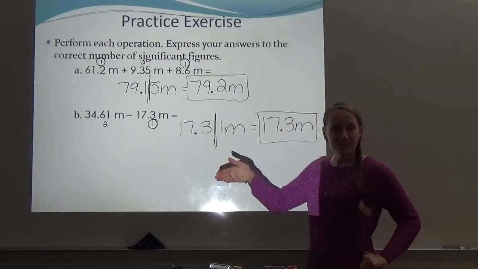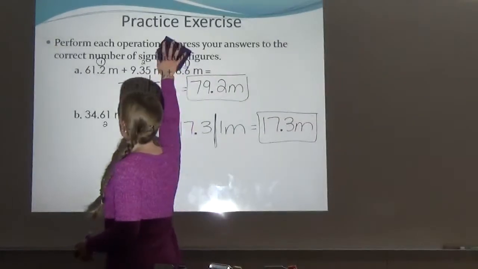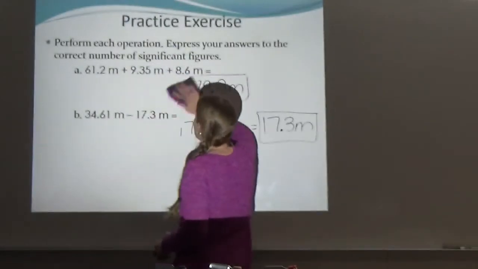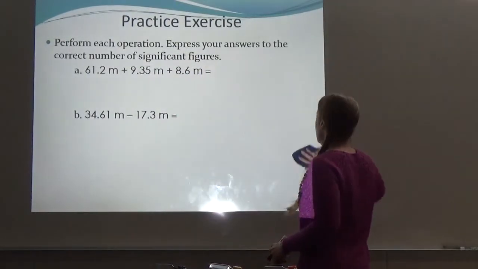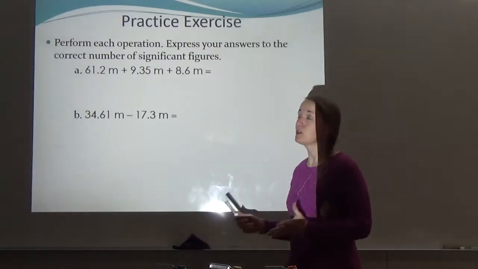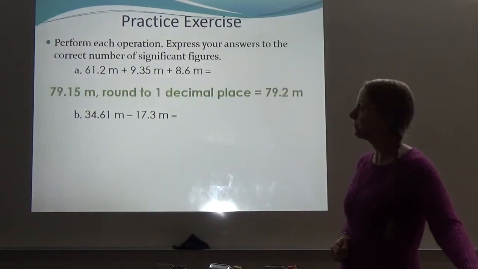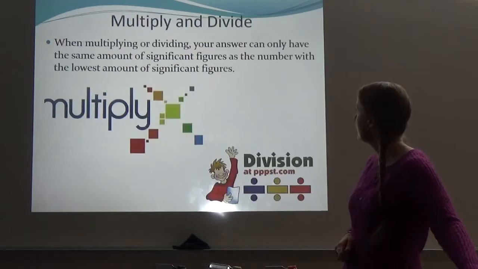Alright, so let's move on to what happens when you multiply and divide. When you're adding and subtracting, you're counting the lowest amount of decimal places. That's the easier one for everybody. It's the multiplying and dividing that's a little trickier. Okay, and so there's my answers.